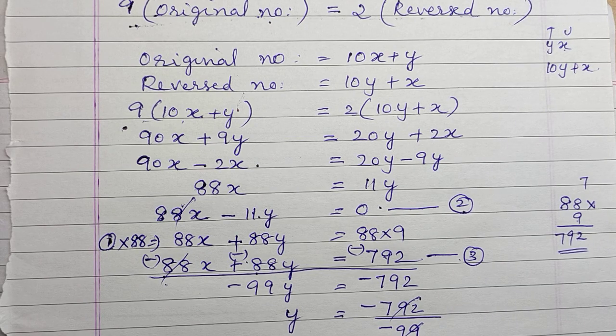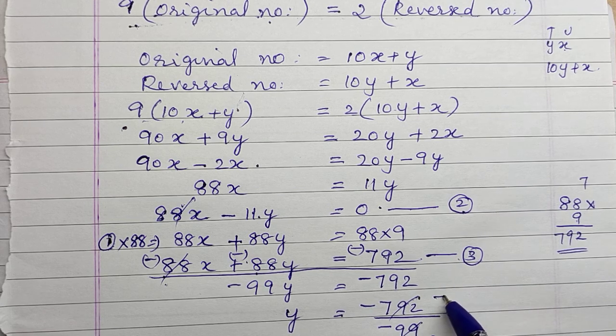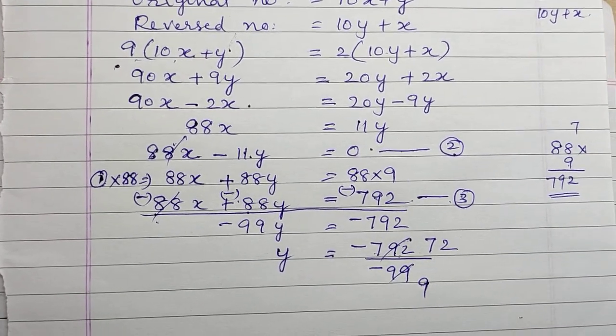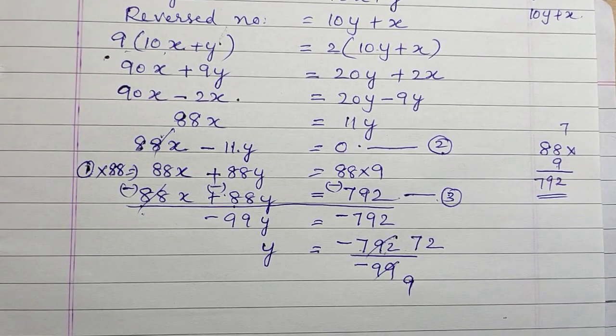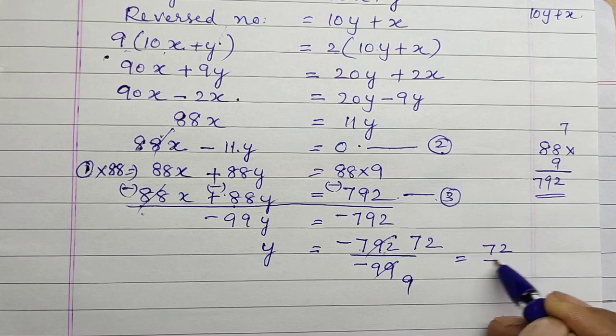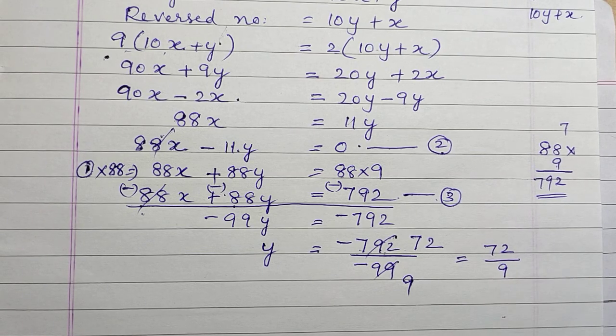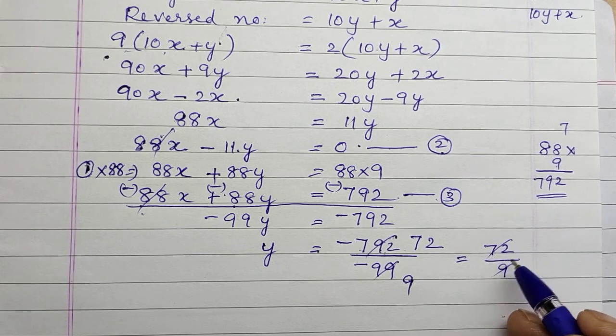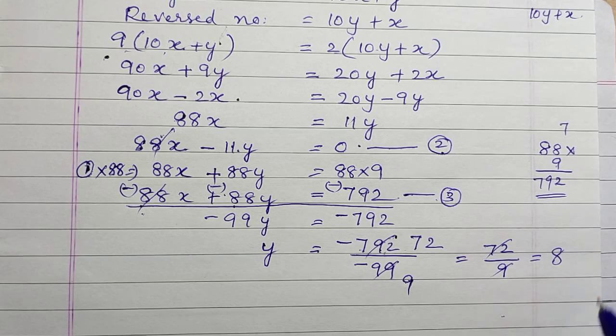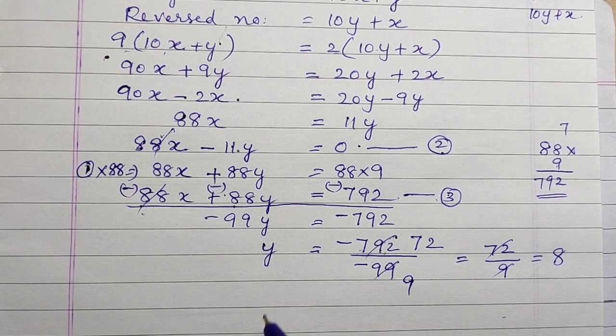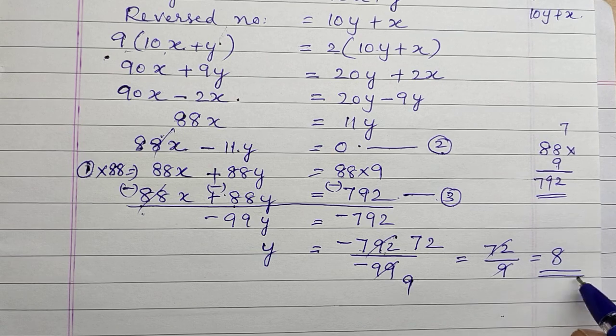It will go in the 11 table. So 11 nines are 99, so that is equal to 72 by 9. 72 by 9 means you can cancel it off, it is 8. So the answer is 8. So y value is equal to 8, first answer.